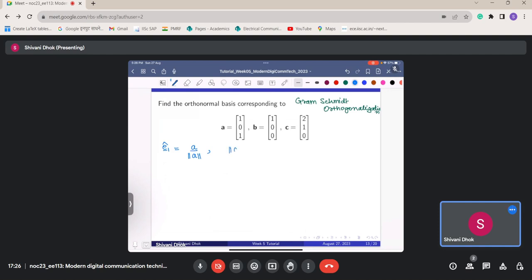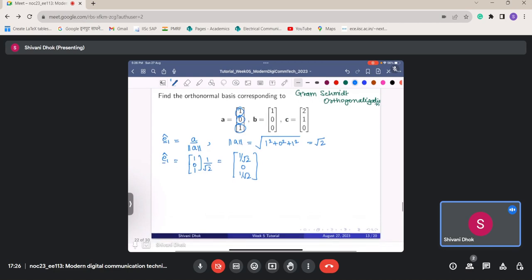Now the norm of A is simply the square root of 1 square plus 0 square plus 1 square, which is equal to root 2. Therefore E1 hat is simply (1, 0, 1) divided by root 2, which comes out to be 1 by root 2, 0, 1 by root 2. This is the first vector that we are getting through the Gram-Schmidt procedure.